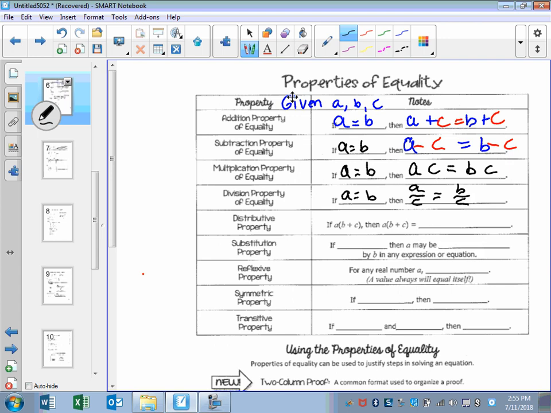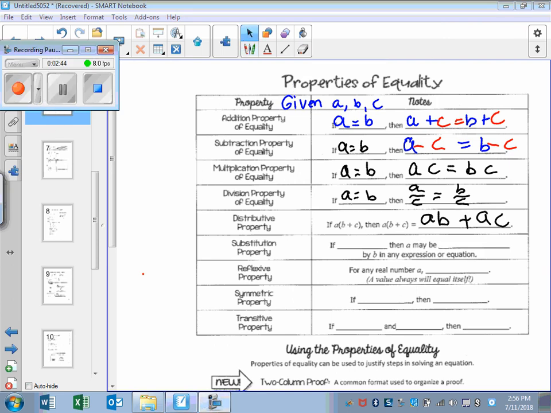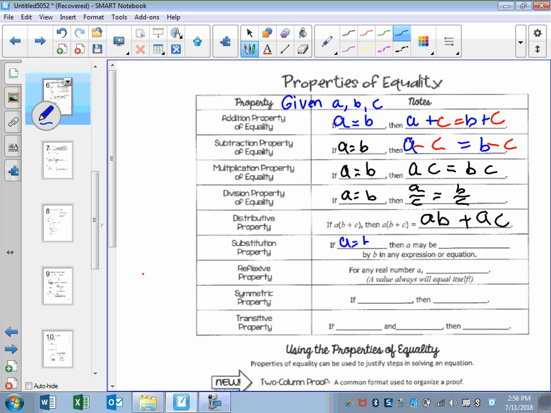Okay? For your distributive property, that's where you're just multiplying twice. So A times the quantity B plus C equals AB plus AC. For substitution, a little bit different. If A equals B, then A may be replaced or substituted by B in the expression or equation.